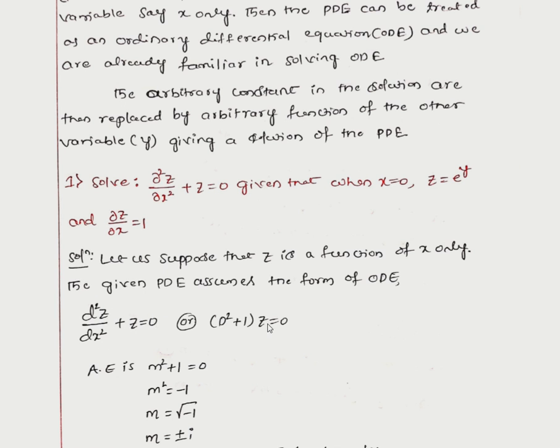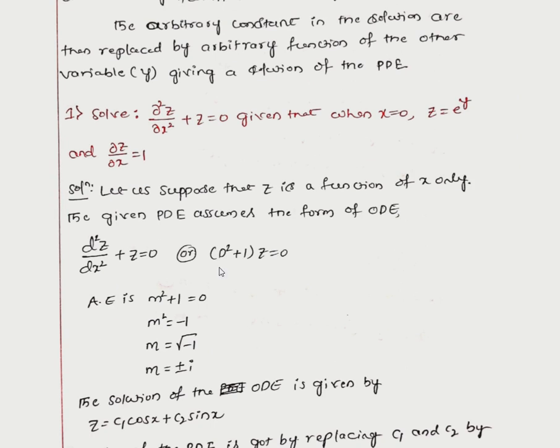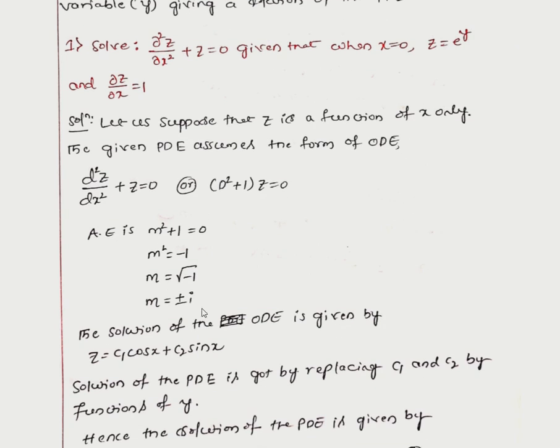Here z is the common term, take it outside. d²/dx² can be written as capital D squared. So (D² + 1) z = 0. What is the auxiliary equation? m² + 1 = 0, so m² = -1. Taking the square root on both sides, m = ±√(-1), that is m = ±i. This is a complex root. Therefore, what is the solution? The complementary function is y_c = C1 cos x + C2 sin x.